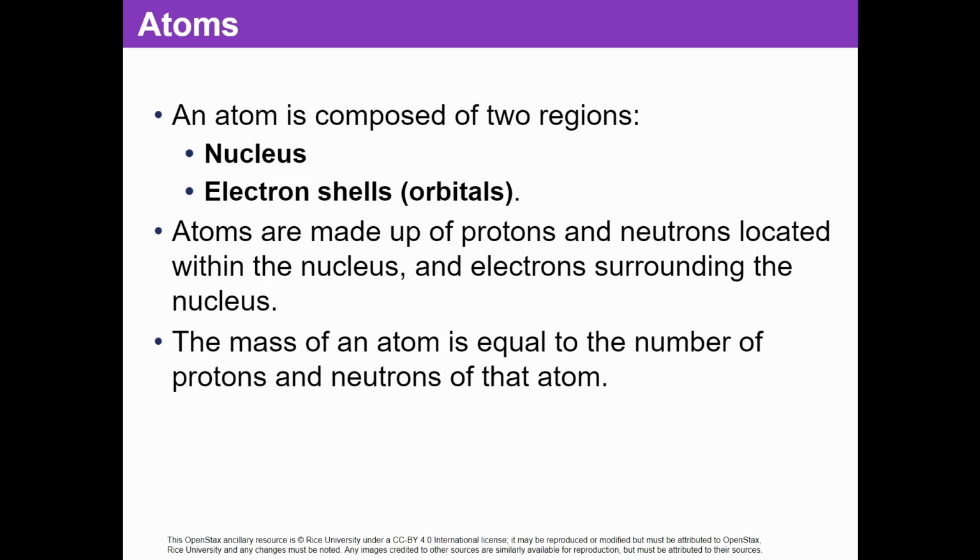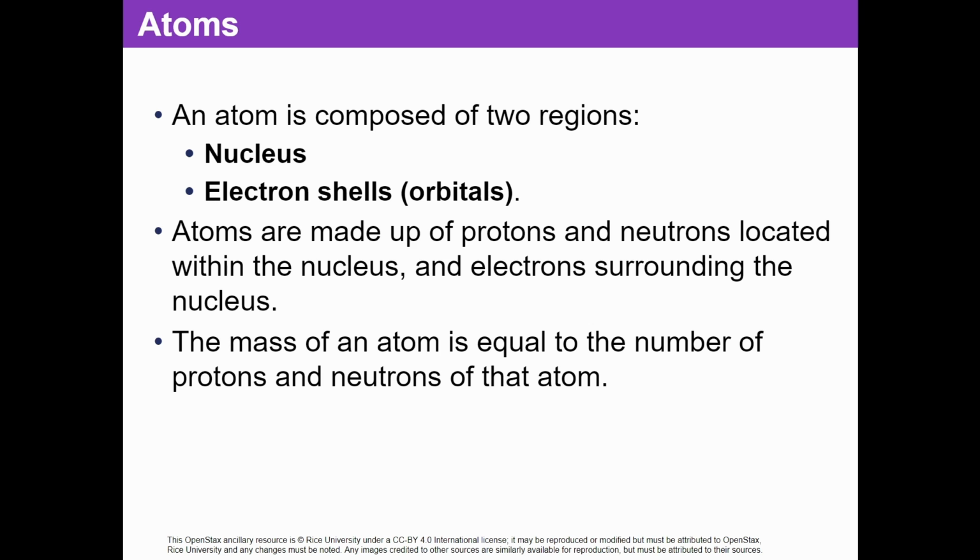An atom is also composed of 2 regions. These are the areas where you find the subatomic particles. You find protons and neutrons in the nucleus, in the center. You find electrons in the electron shells or orbitals, which circle or go around the nucleus. So atoms are made up of protons and neutrons and electrons. They exist in different locations.